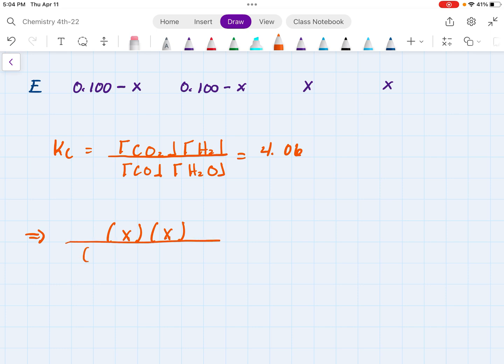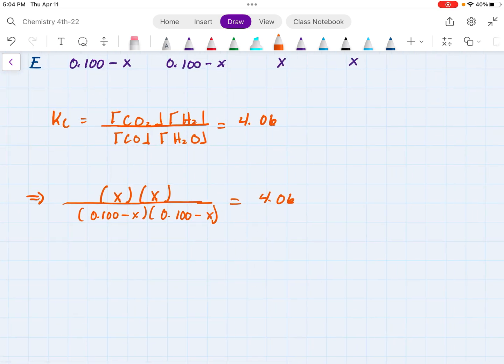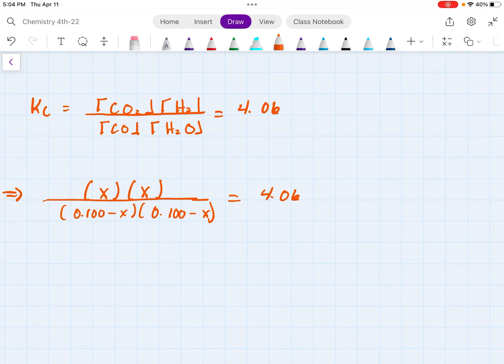The carbon monoxide is 0.100 minus X, and the water is 0.100 minus X. That is also equal to 0.406. Okay? Here's where we're going to have to do some algebra. Let's go ahead and simplify this out just a little bit.